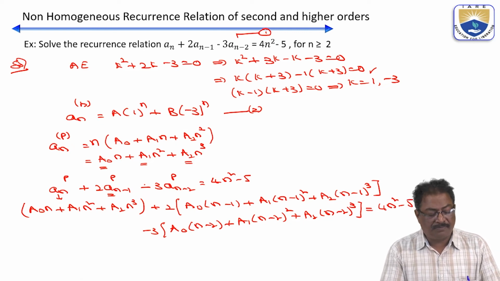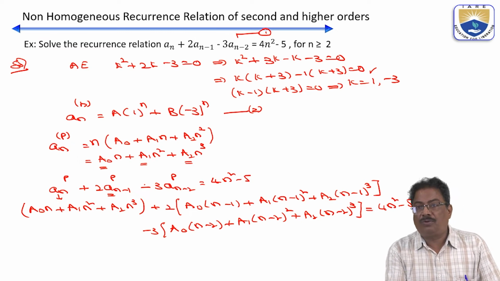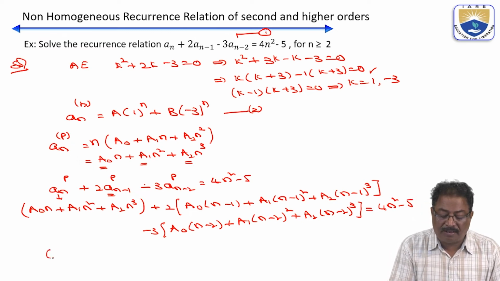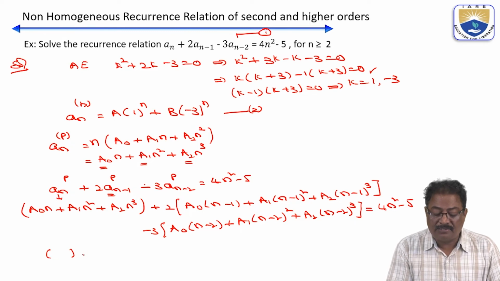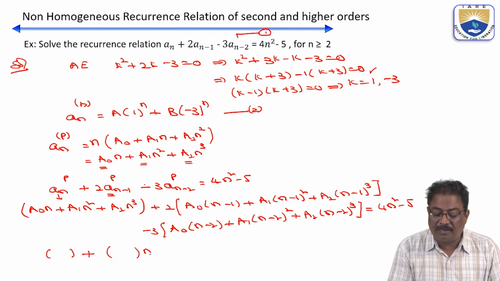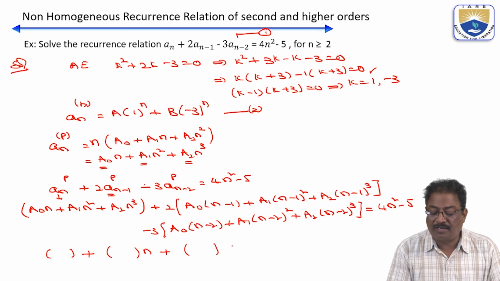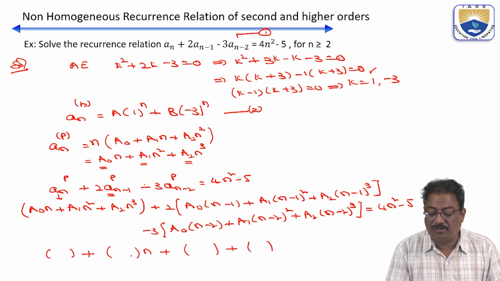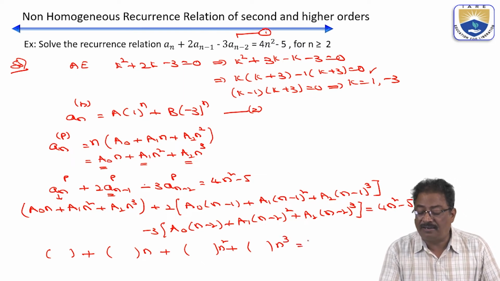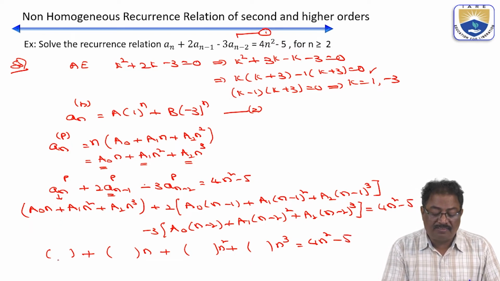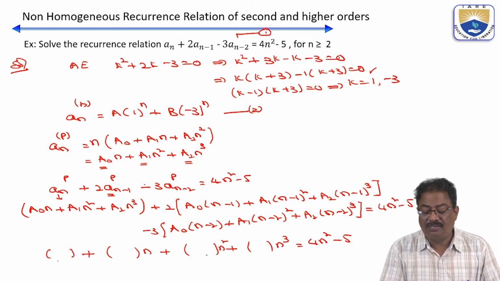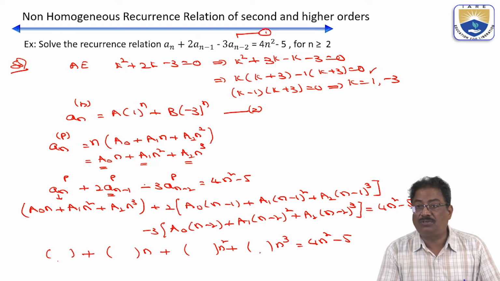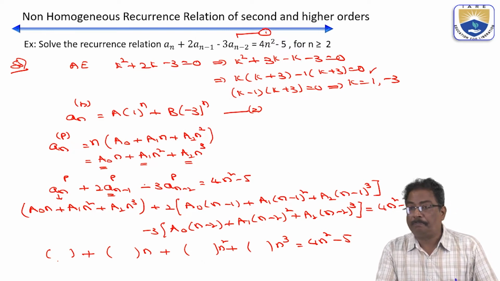So in this expression, if you are going to simplify and take the constant terms, and next n terms, and next n square terms, and next n cubed terms, we are going to rewrite this like this. This is a constant term, this is the coefficient of n terms, this is the coefficient of n square terms, this is the coefficient of n cube terms, which equals the right hand side, 4n square minus 5.